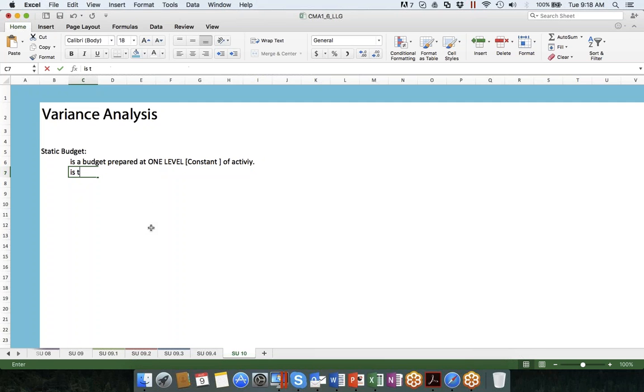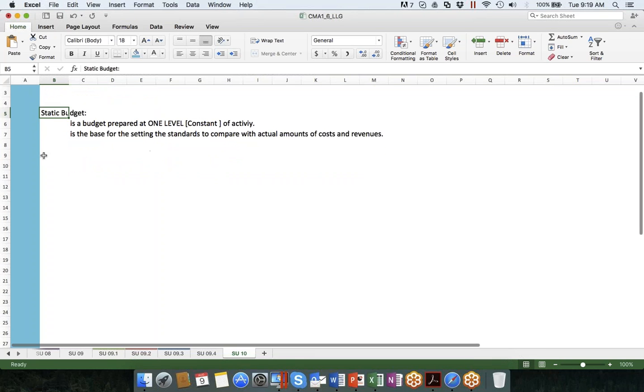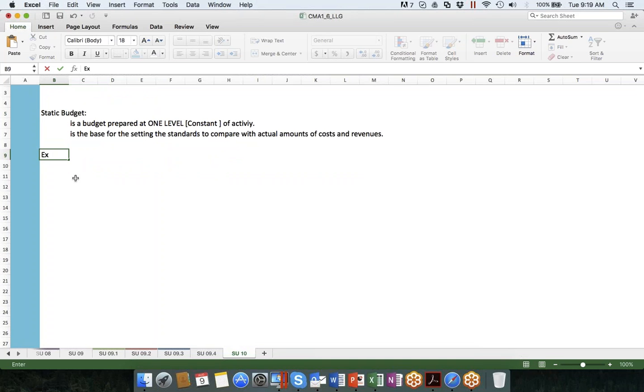It is the base for setting the standards to compare with actual amounts of costs and revenues. So the static budget is used as a base for setting the standards to compare with the actual amounts of costs and revenues. Now let us prepare a static budget for a given level of activity.